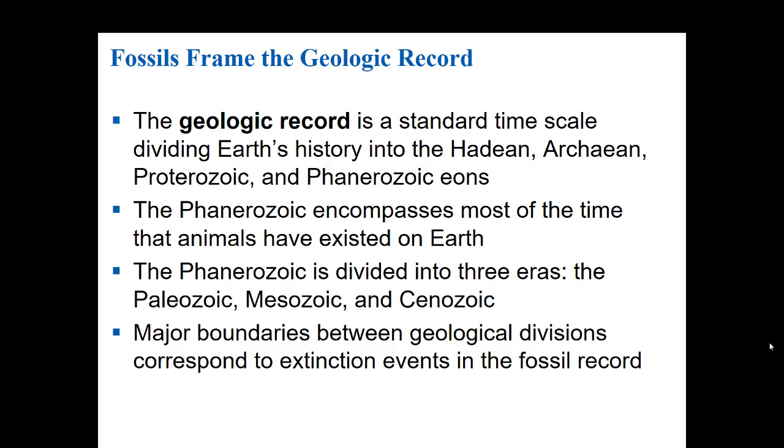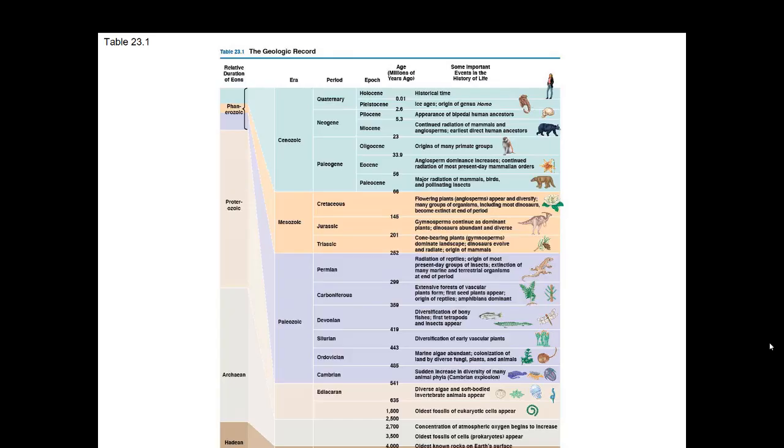Major boundaries between geological divisions correspond to extinction events in the fossil record. And this is just a table that shows you the different eons, right on this far part. Here are the eras within those eons. And then there's periods, and then the age. You can see how long ago these things existed.